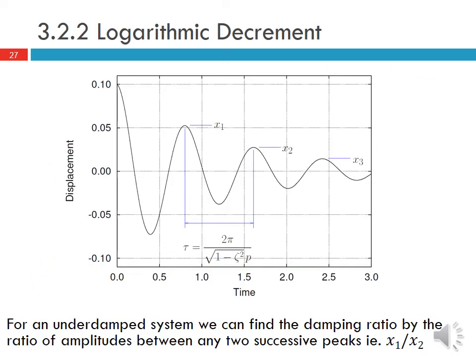Now, for underdamped systems, we can use something called the logarithmic decrement method to actually calculate or estimate the damping in a real system. We can use this approach to find the damping ratio by looking at the ratio of the amplitudes between any two successive peaks in the response. So if we have a system that's vibrating and we can somehow track the displacement of the mass over time, we can get a curve that looks like this, and we can just take a look at the peaks in the response and use that to calculate the damping ratio.